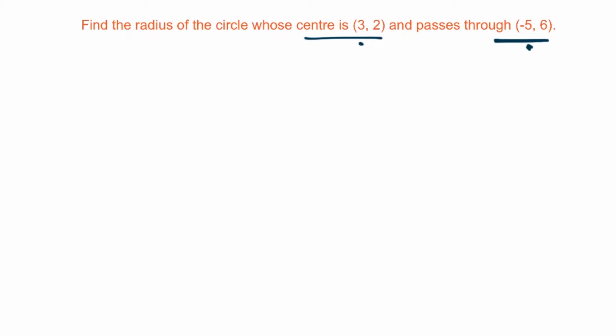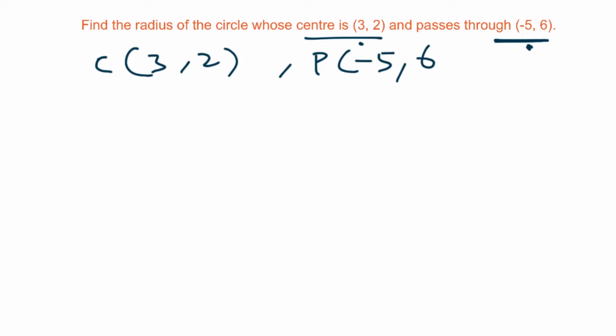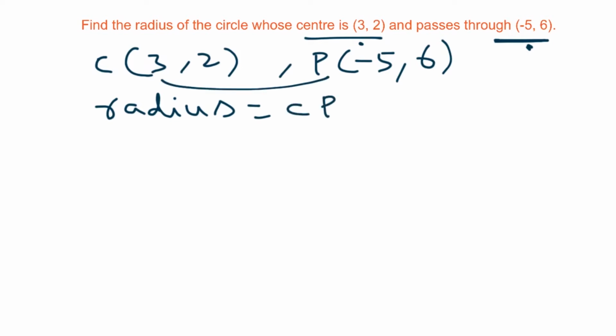is the radius. So we will say that the center is given as (3, 2) and a point is given as (-5, 6). So radius is equal to the distance between the center and the point, CP. So we have to find the distance between C and P using the distance between 2 points formula, which is square root of (x2 minus x1) whole square plus (y2 minus y1) whole square. So let us say that this is x1, y1 and x2, y2.